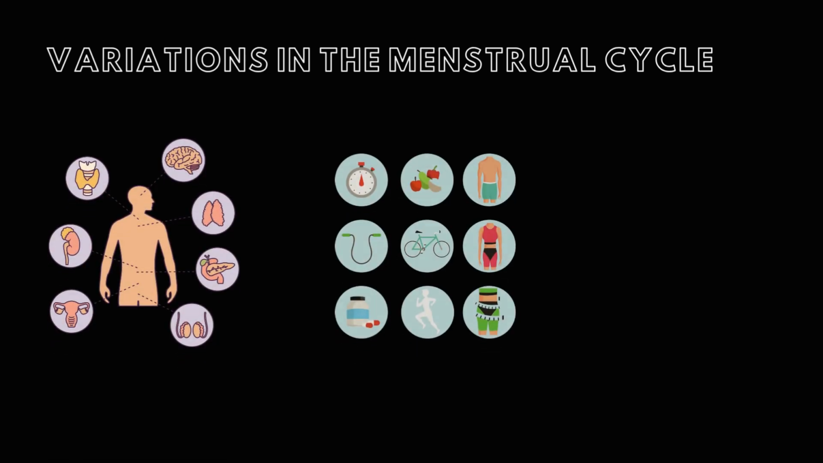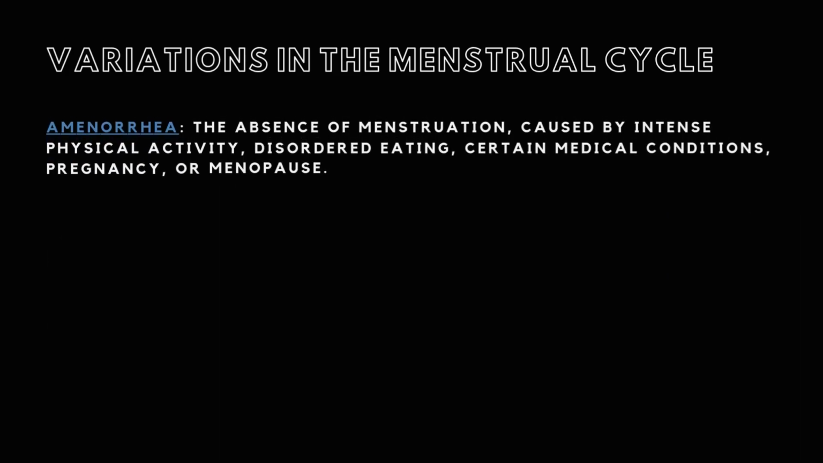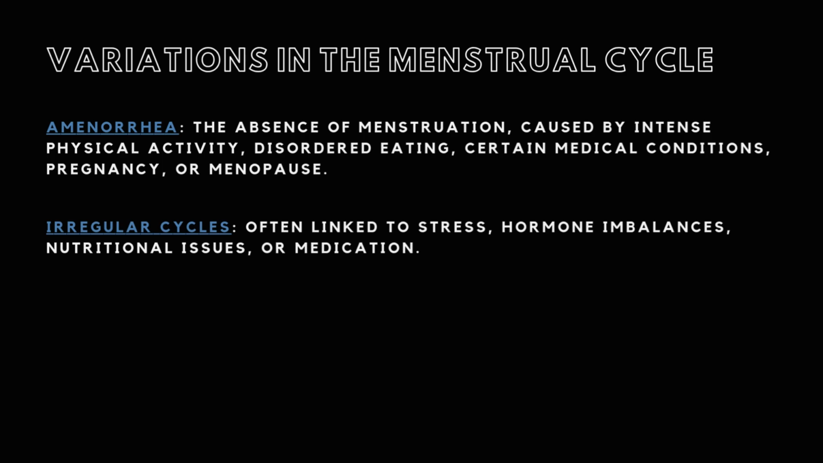Many factors can influence the menstrual cycle. Variations may be physiological, lifestyle-related, or pathological. Amenorrhea, the absence of menstruation, is caused by intense physical activity, disordered eating, certain medical conditions, pregnancy, or menopause. Irregular cycles are often linked to stress, hormone imbalances, nutritional issues, or medication.